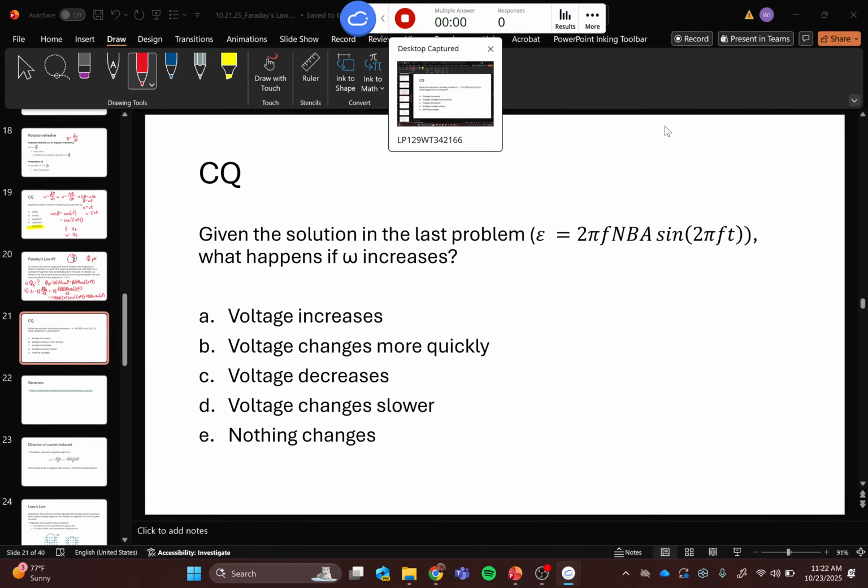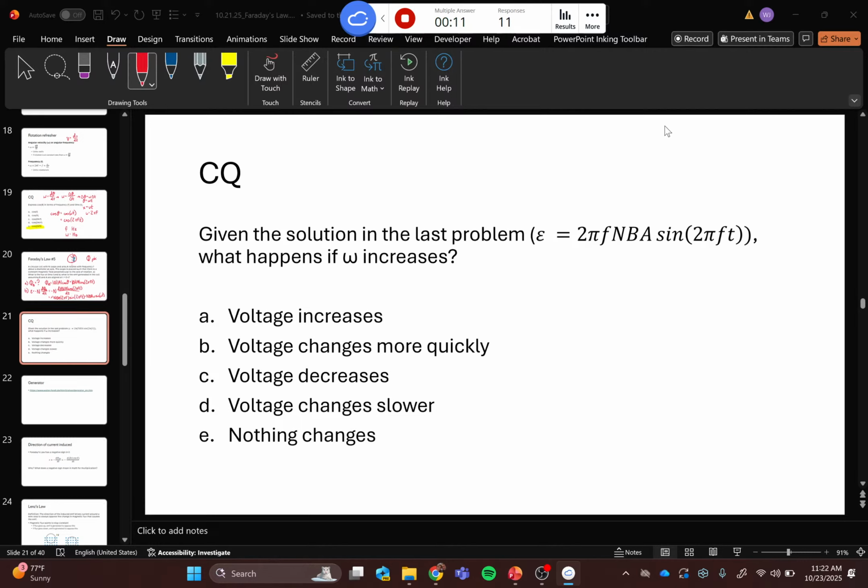All right, give me your thoughts. This expression describes how voltage is made in a generator. So this is why this is valuable for us to look at. I have allowed you to pick multiple answers.